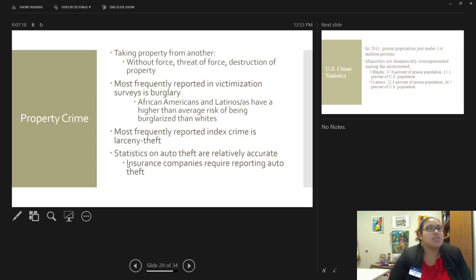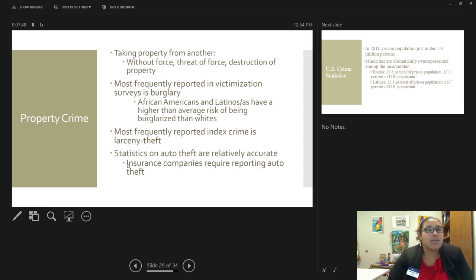Property crimes. So this is taking property from another with force, without force, threat of force, or destruction of property. Most frequently reported in victimization surveys is burglary. And Black and Latinx people have a higher than average risk of being burglarized than whites. The most frequently reported index crime is larceny and theft.